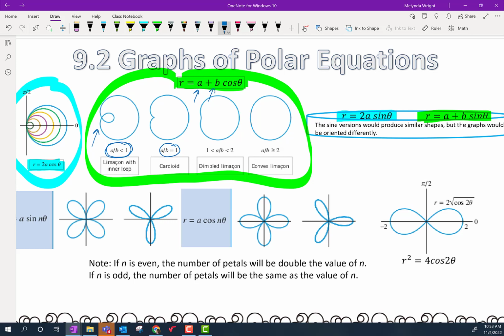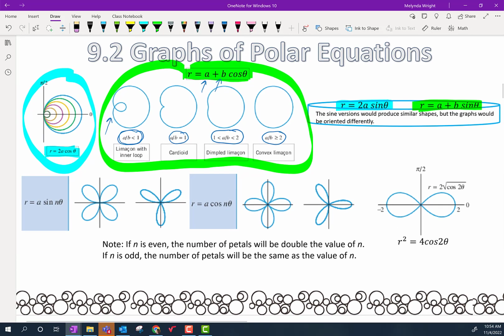If you divided those two numbers and you got 1, it's going to create a cardioid, which kind of looks like a heart. And if the division of those numbers is between 1 and 2, you would have almost a cardioid. It wouldn't quite come to a point. And if those numbers divided were greater than or equal to 2, you would have almost like an ellipse. It's just like this one side is a little bit flatter than the other side. So that's the kind that we'll be looking at.